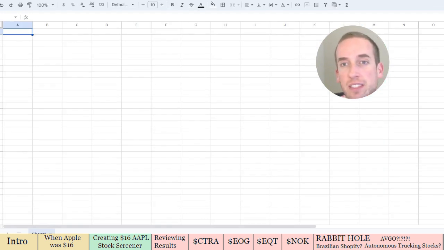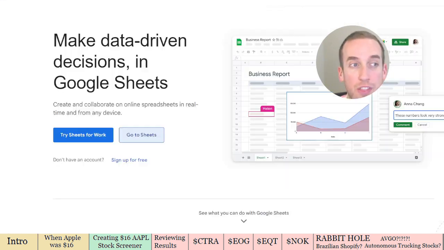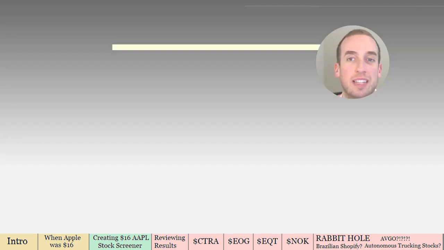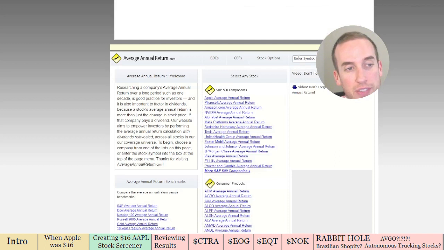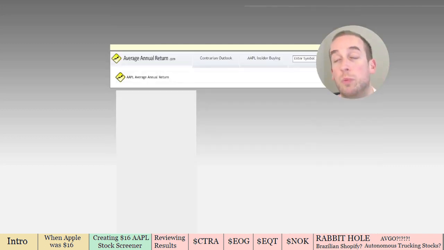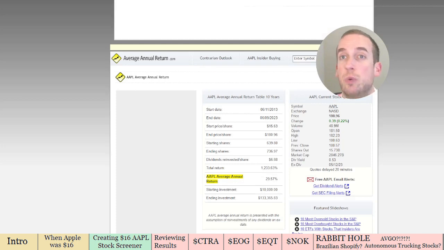All right, so we've got this ready here, and then another twist on top of the twist that I already have. We're going to look at the last 10-year returns of these stocks. So we're going to have Apple as our one we're going to look at because we're looking at Apple. So Apple, on average, over the last 10 years, has provided a 29.57% return. That is amazing.